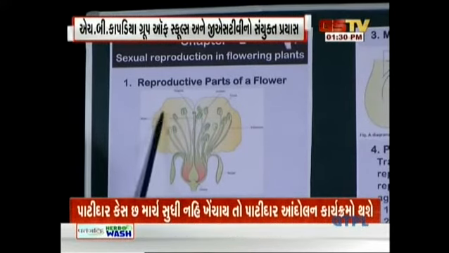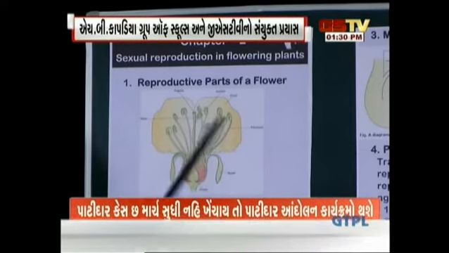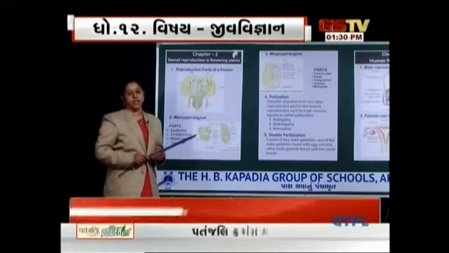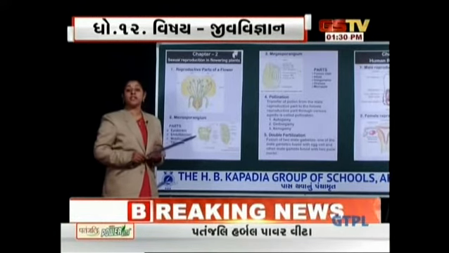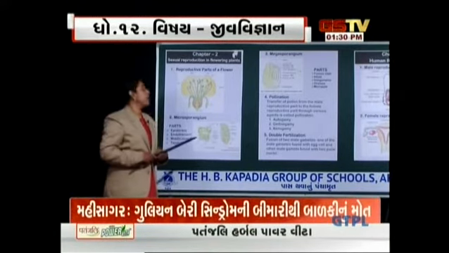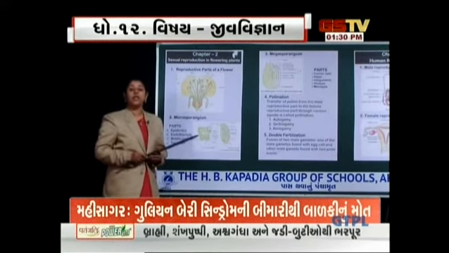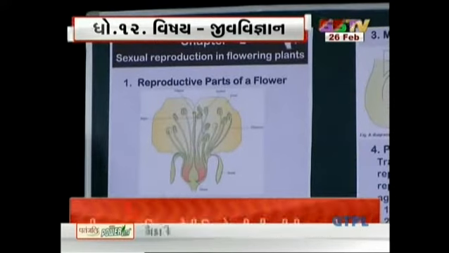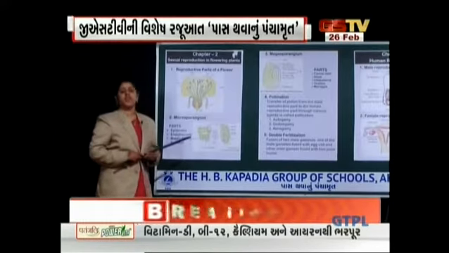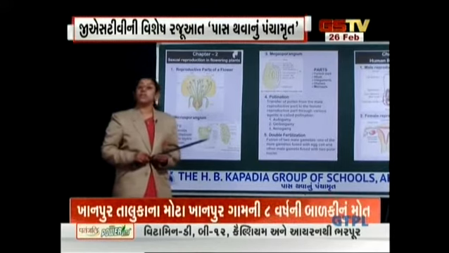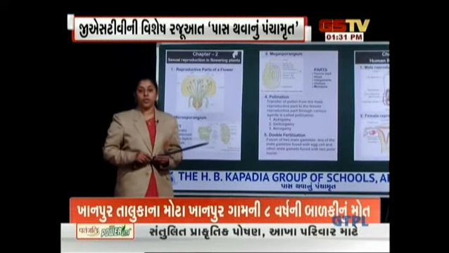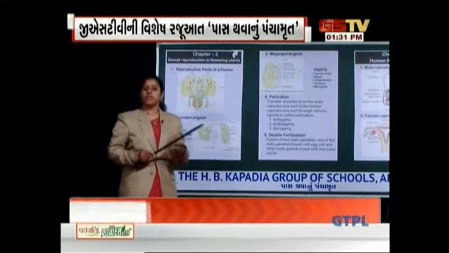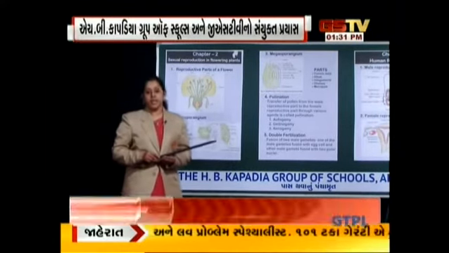And the colorful part of a flower is called corolla. Why is it colorful? To attract the pollinating agents, because pollinating agents like insects and birds have to visit the flower, then only pollination will take place. And these two are accessory whorls. So what is the meaning of accessory whorl? The whorls which are not directly involved in the process of reproduction, but help in the process of reproduction, for example, attracting pollinating agents.